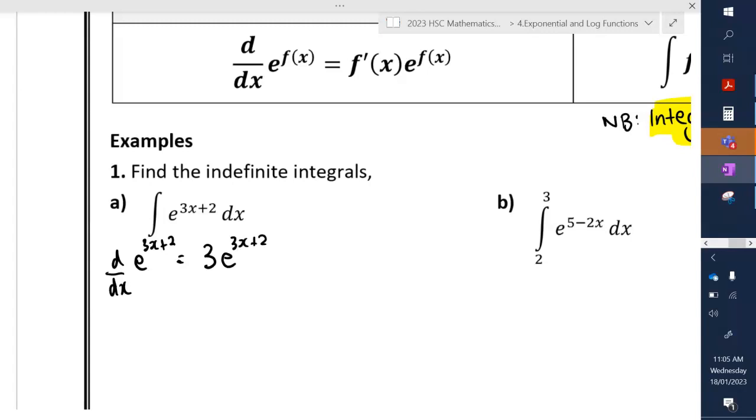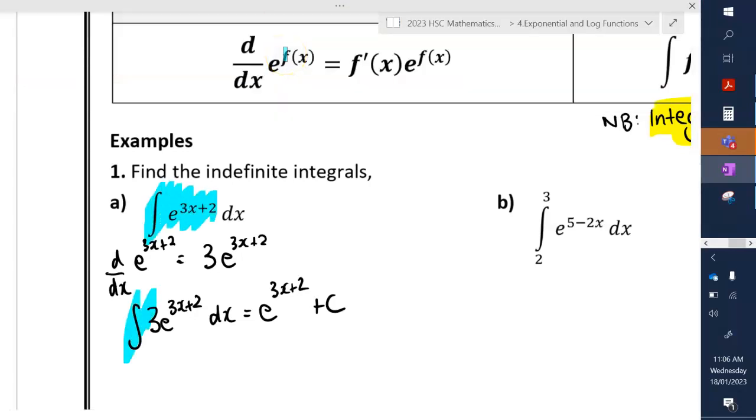Now that formula's on our formula sheet, so if I'm differentiating an exponential with a function, I differentiate my power, in this case it's 3, and my function there in terms of the exponential will stay the same. So when I differentiate this, I get this. So therefore, when I integrate this side, I get that side. So if I integrate 3e to the 3x plus 2 with respect to x, I get e to the 3x plus 2 plus c.